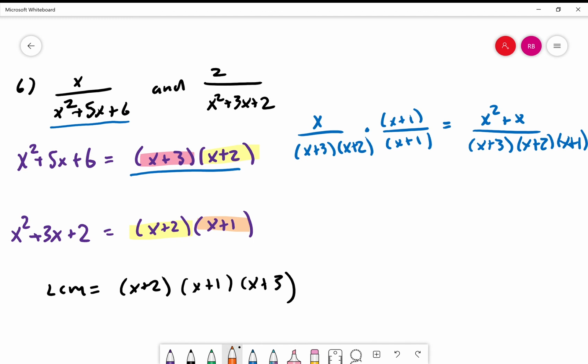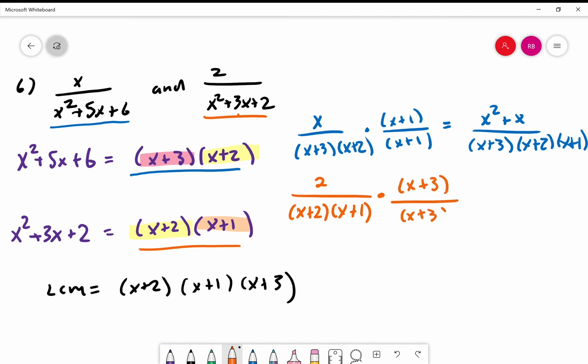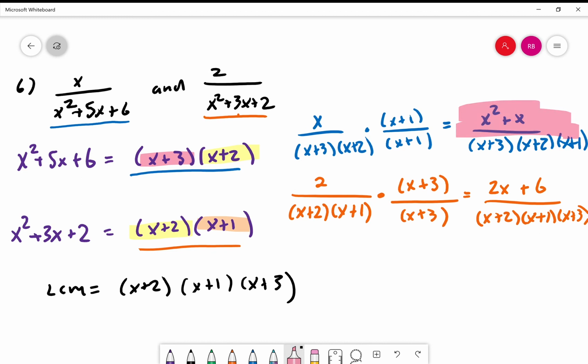So let's do the second one now. 2. And again, instead of writing out x squared plus 3x plus 2, we need to go ahead and write the factored form that we wrote over here. X plus 2, x plus 1. So we're missing x plus 3 from our LCM, so that's what we need to multiply it by. So we get 2x plus 6, then write out your factors. X plus 3. So these two are your answers.